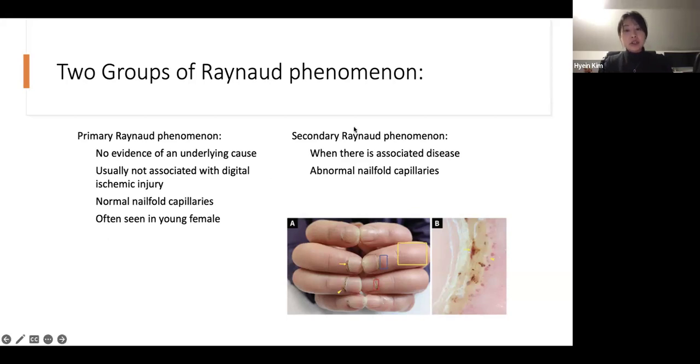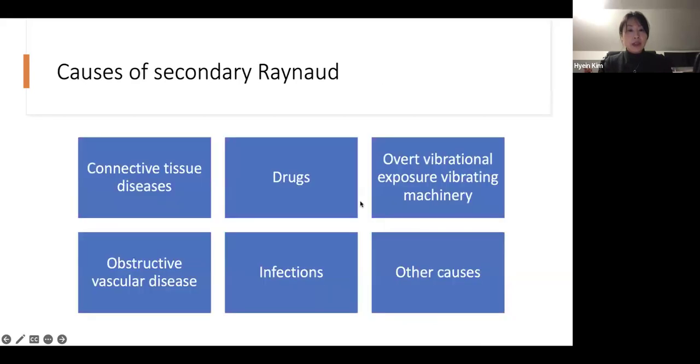Now, the secondary Raynaud is what we see in scleroderma patients. Secondary Raynaud means that there is an underlying disorder associated with it. Often these patients will have abnormal nail fold capillaries and some other abnormalities either on physical examination or investigations. And these are some of the causes of secondary Raynaud. So quite a broad range of different things could be associated with it. Obviously, connective tissue disease is one of them.